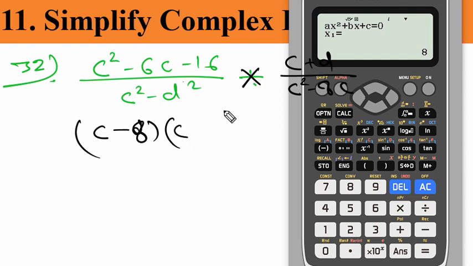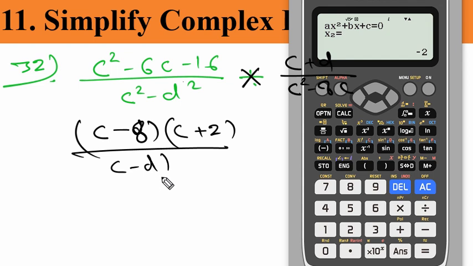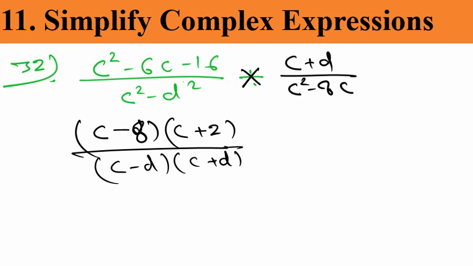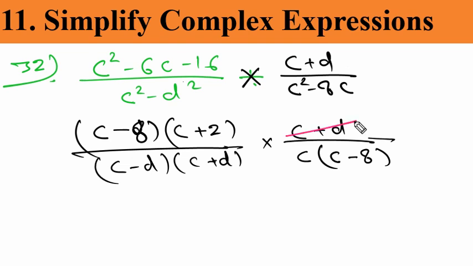And the next one will be minus 2, so that will give you C plus 2. Okay, and now again this is a square minus b square, so that will give you c minus d, c plus d. I have done this many times, so you should know by now. Next you multiply with c plus d over, take c as a common factor because c square minus 8c, so c as a common factor. Inside you have c minus 8. That's it. Now you just have to cancel terms.